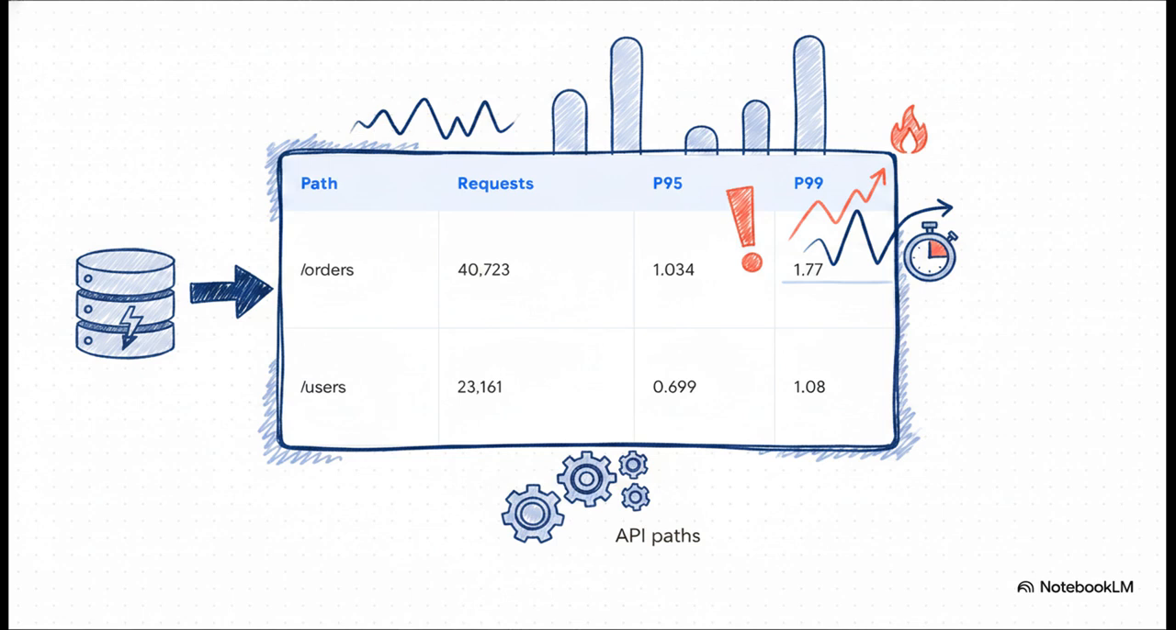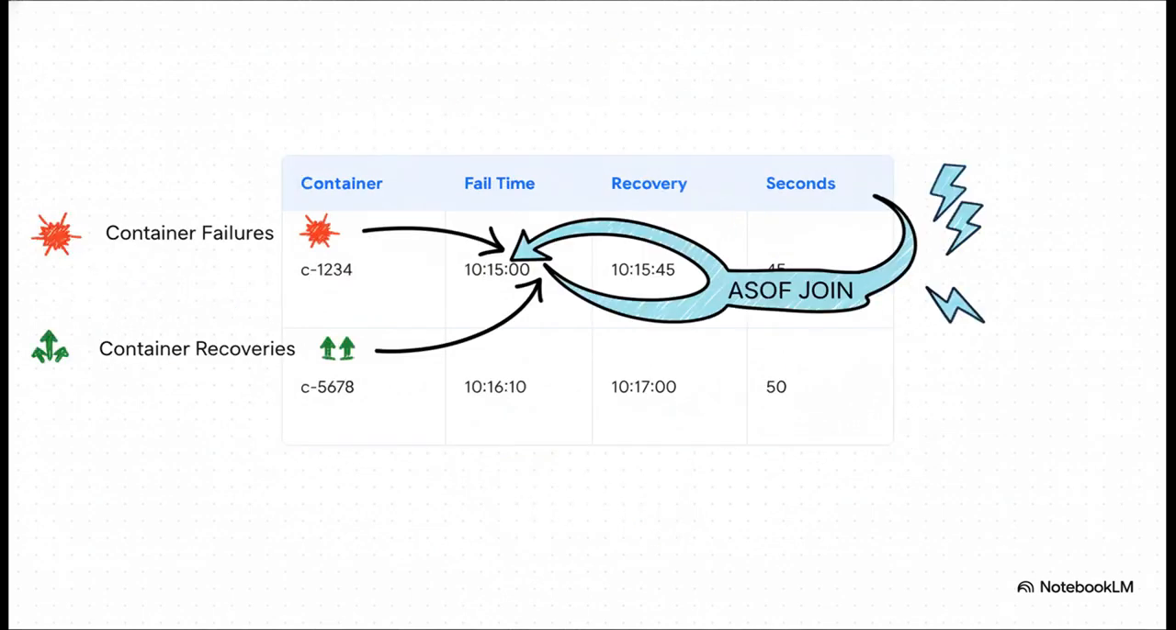For example, you might see an orders API taking nearly 1.8 seconds at the 99th percentile. So you aren't just guessing based on aggregated averages, you are looking at the exact long-tail behavior of your system in real time. And here is a truly powerful capability for observation, the ASOF join.